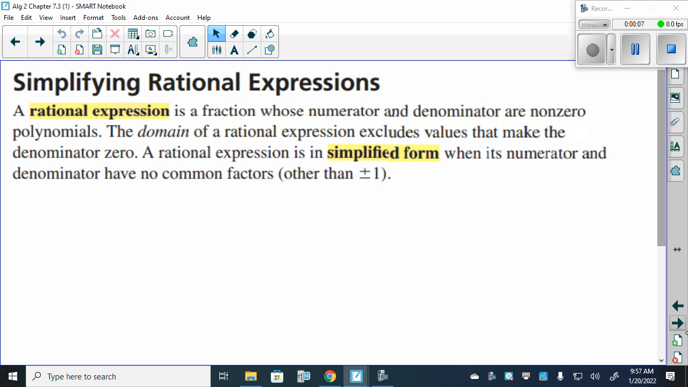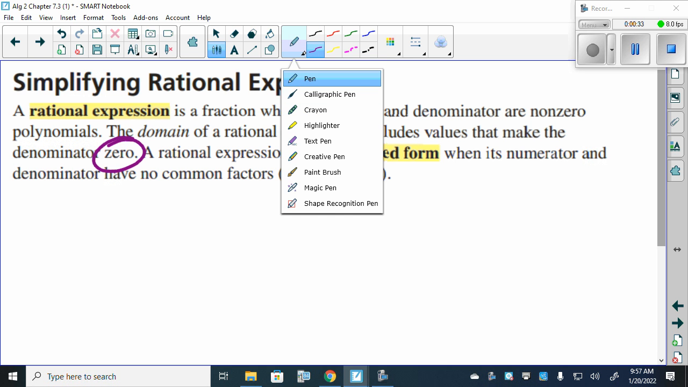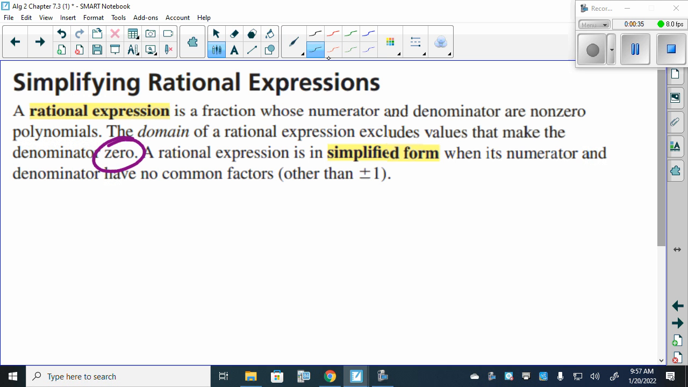What we're looking at today is two things specifically: simplifying rational expressions and multiplication. A rational expression is a fraction whose numerator and denominator are non-zero polynomials. The denominator of a rational expression excludes values that make the denominator 0, because we cannot divide by 0.